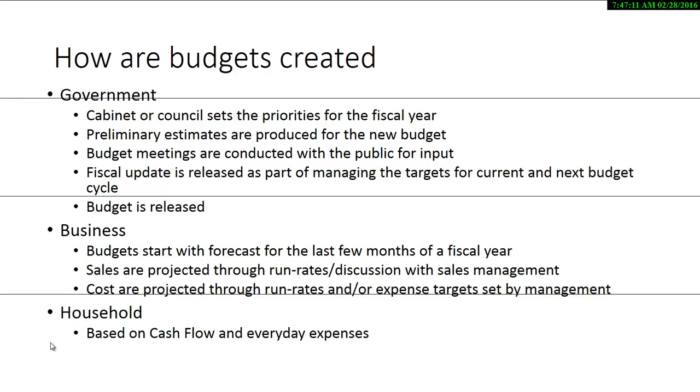And then, as part of the overall budget cycle, they have meetings with the public, consultation they call it, to get input from the different groups on what they'd like to see in the next budget. Now, that doesn't necessarily mean those inputs will be in the budget, but it's something that they try to do.